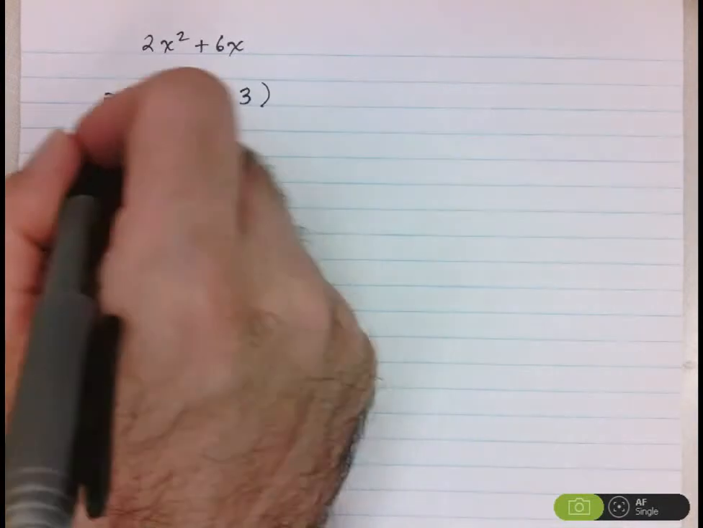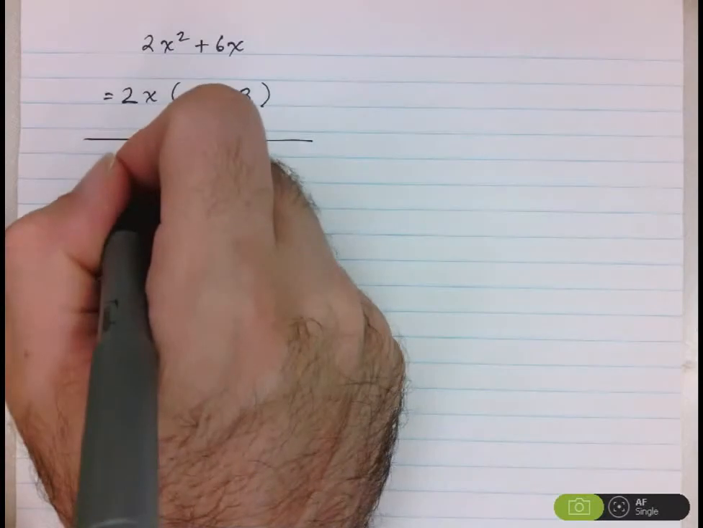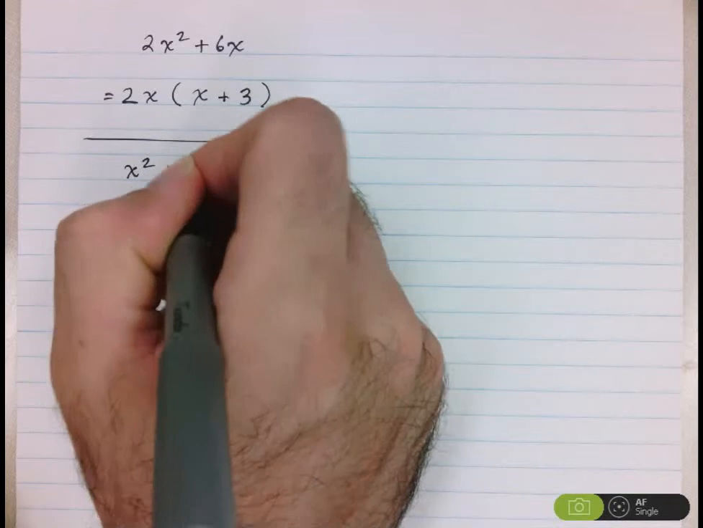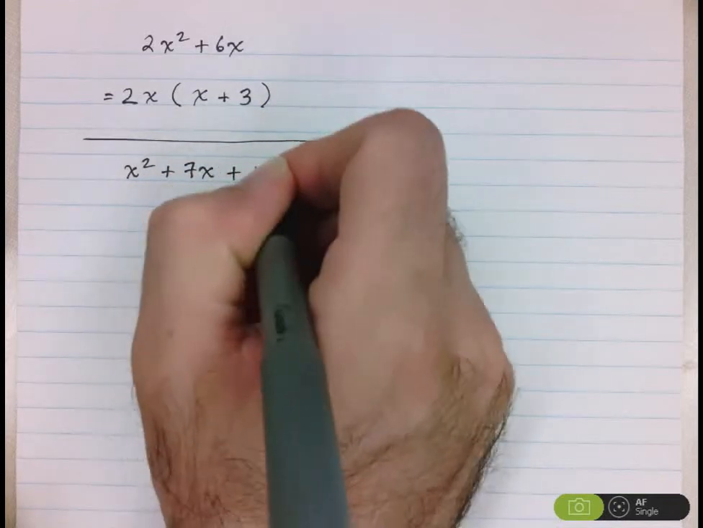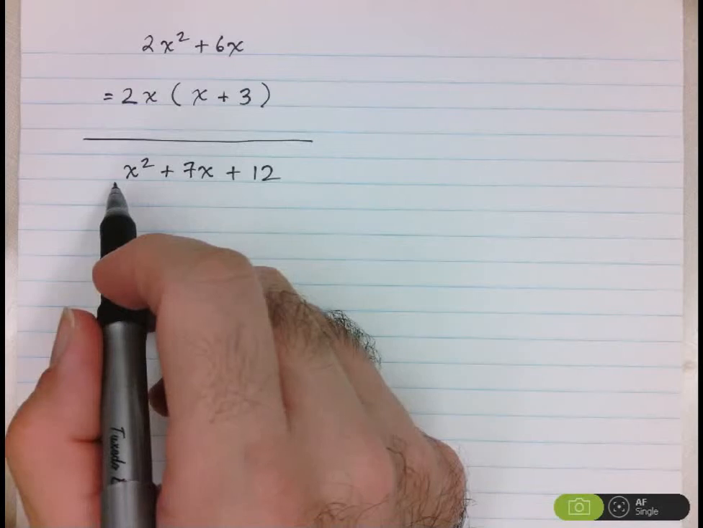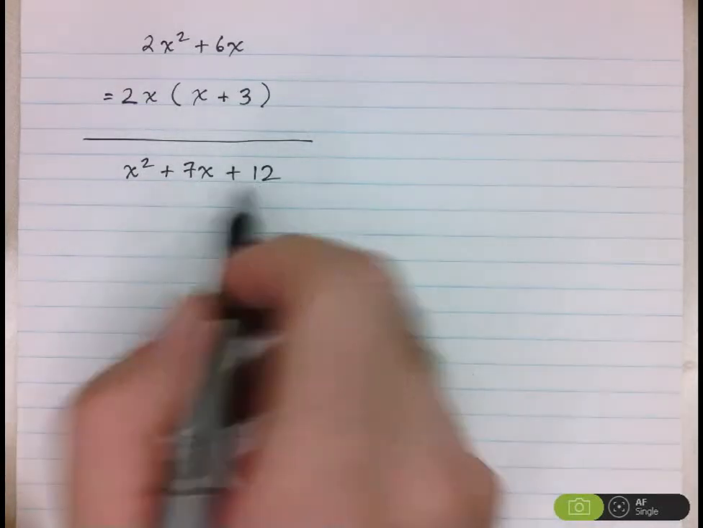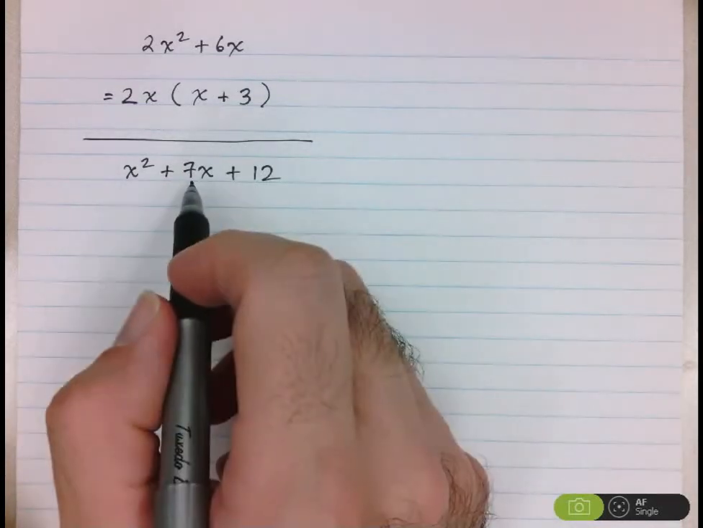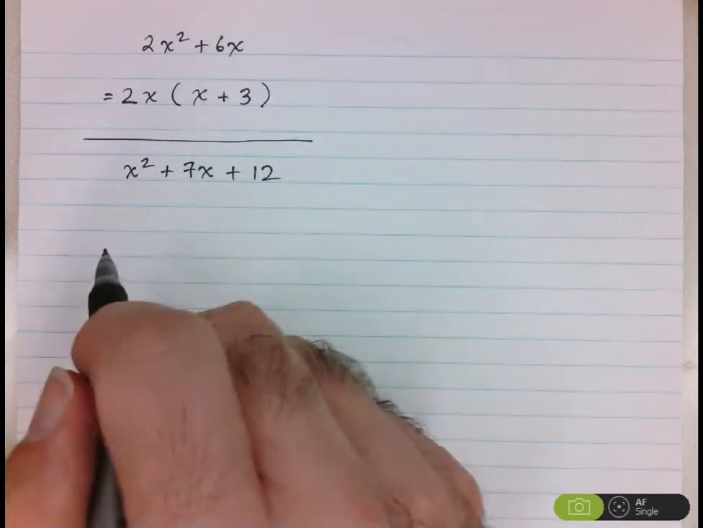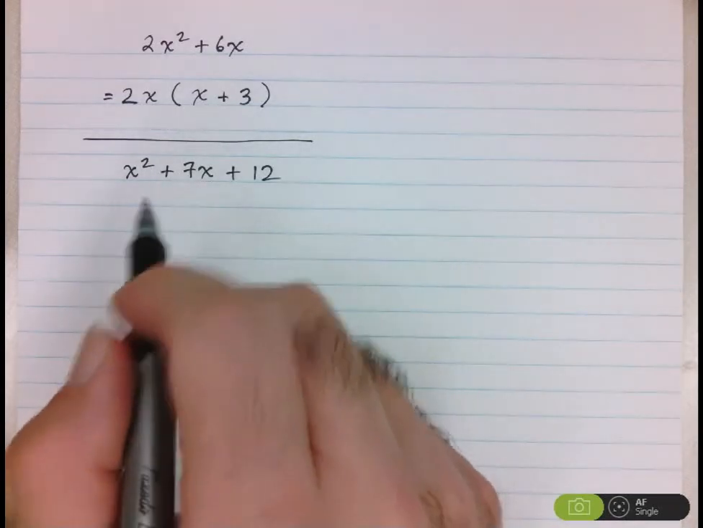However, what if I start with a different expression? Let's say I start with x squared plus 7x plus 12. Now here, there's no common factor in the coefficients. These first two terms have a common factor of x, but that third one doesn't. So there's no way to factor this using a common factor.